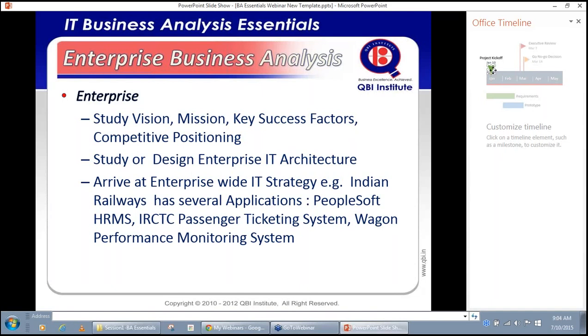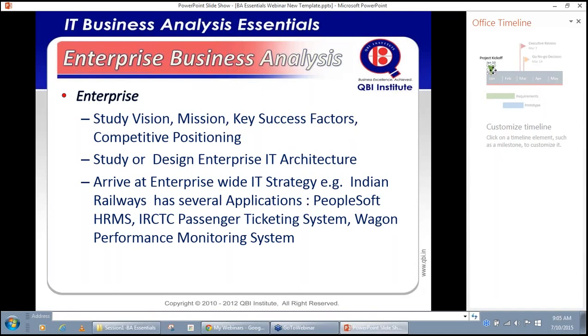On top of it, you see, you have to study the vision, mission, key success factors of the enterprise. You have to study the competitive positioning of the enterprise, how the enterprise goes out in the marketplace to achieve its objectives. Here you study and design enterprise IT architecture. So there are techniques and methods to do this. So say for example, TOGAF, the Open Group Architecture Framework is one such technique.